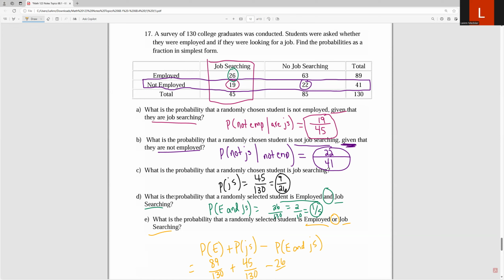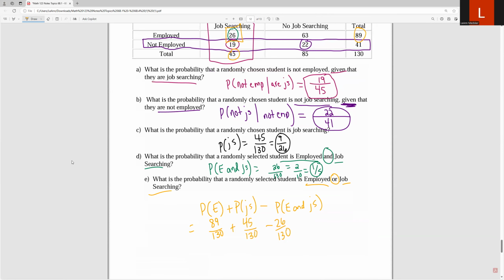That was 26 people. Again, if you look up here, employed is 89 and job searching is 45, and then this was those people who we overlapped. So we want to add and subtract across the top. 89 plus 45 minus 26 is 108 over 130. So it's definitely reducible because they're both divisible by 2. We might be able to divide again. I'm just going to divide by 2 first since I don't have a calculator that reduces well. 130 divided by 2 is 65. And I don't think that reduces any further.